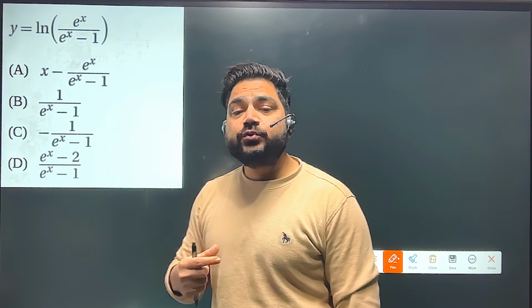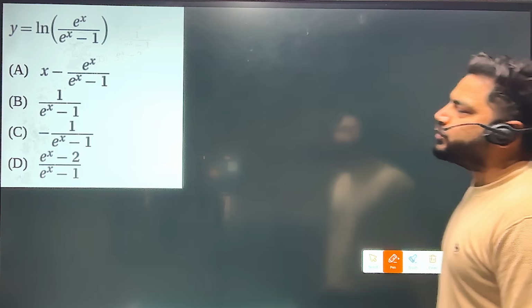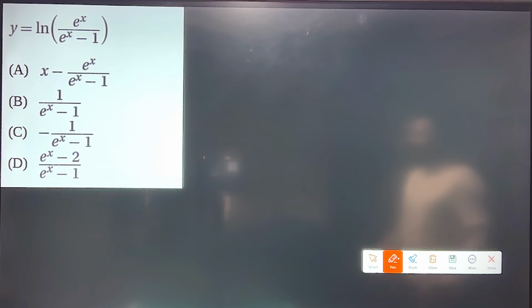So how to do differentiation of these type of functions? So y is equal to ln. Ln means log, and the function is e power x divided by e power x minus 1. How to do the differentiation?